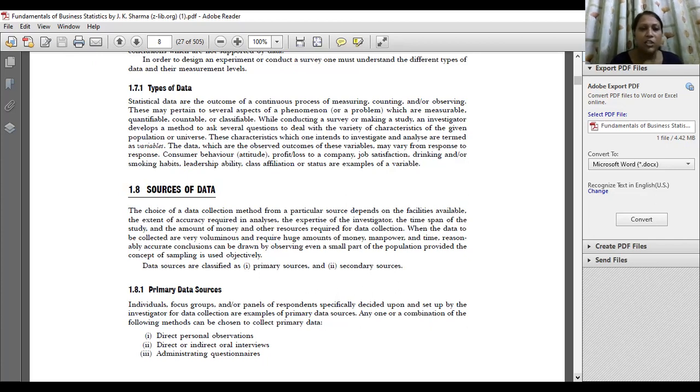Sources of data. The choice of a data collection method from a particular source depends on the facilities available, the extent of accuracy required in analysis, the expertise of the investigator, and the time span of the study. So data sources can be classified as primary sources and secondary sources. What are the primary sources? Primary sources are individuals and focus groups. These include direct personal observation, direct or indirect oral interviews, and administering a questionnaire.